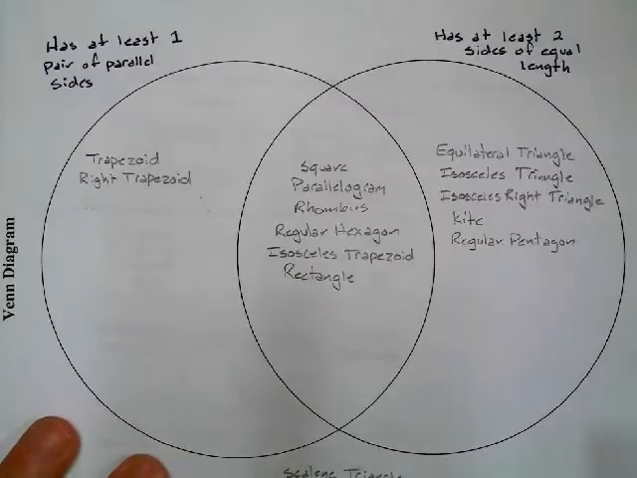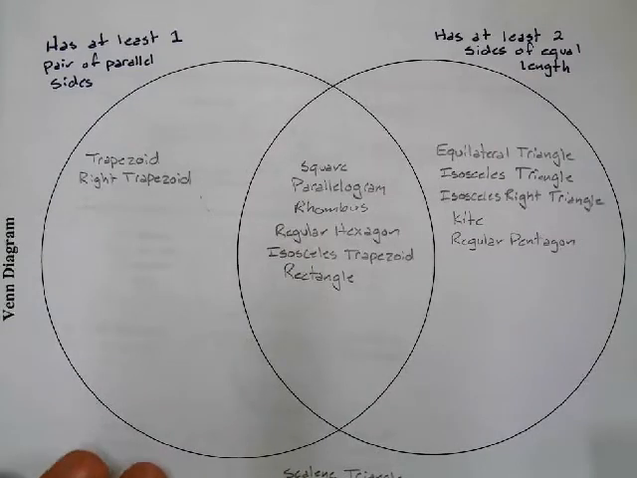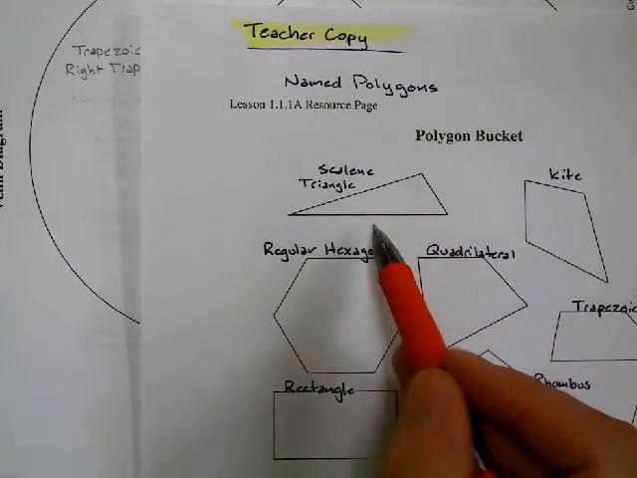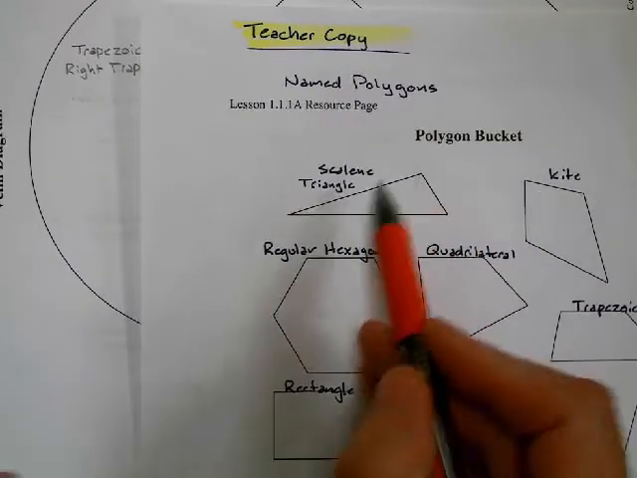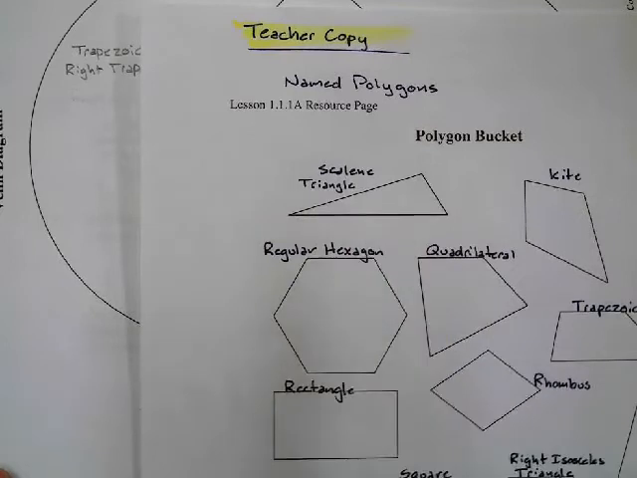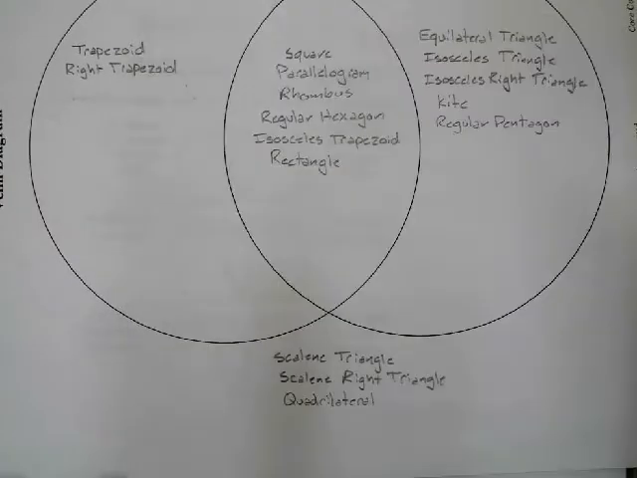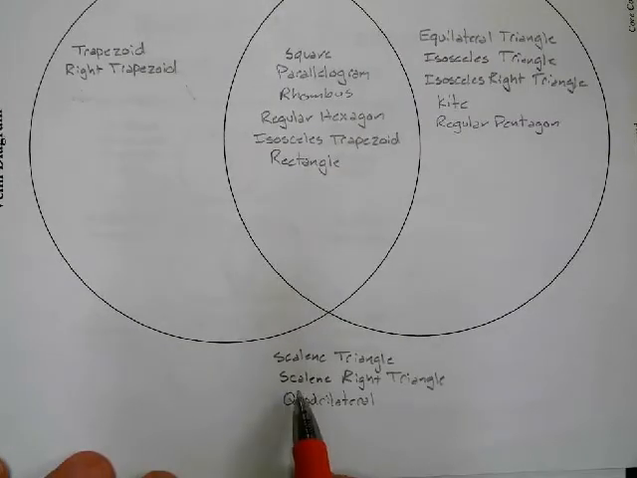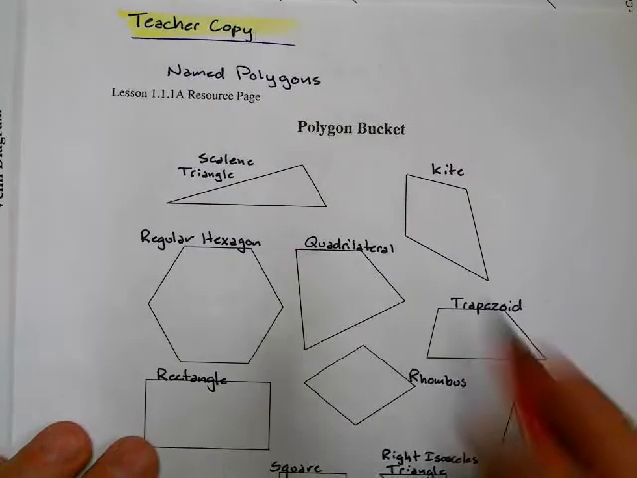Now what doesn't fit in either one of them? Well, up here at the top, we've got a scalene triangle. None of these sides are parallel because it's a triangle. And since it's scalene, none of these sides are equal length. What else doesn't work for either of them? A scalene right triangle wouldn't work. And then just the quadrilateral. So this is just a quadrilateral, nothing special about it, nothing's parallel, none of the sides are congruent to each other.